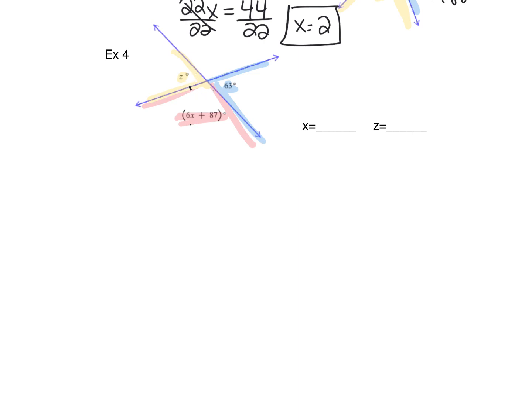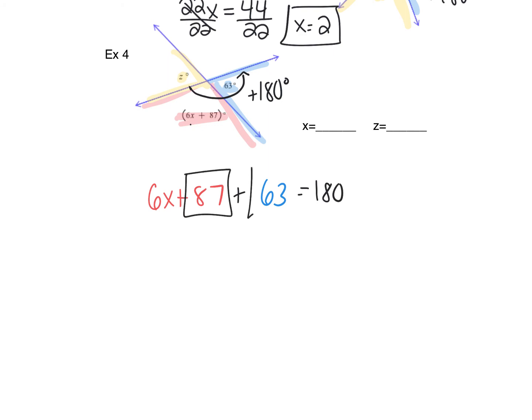Okay, but there is another linear pair that does not combine 2 different variables, and that's these two, the blue and the red. Those two will make a linear pair, which means, again, they add up to be equal 180. So I'm going to make my giant equation. 6x plus 87 plus 63 is equal to 180 degrees. And then we're going to combine like terms. 87 plus 63 is 150. Copy down the rest of my problem. Still got a plus 6x is equal to 180.